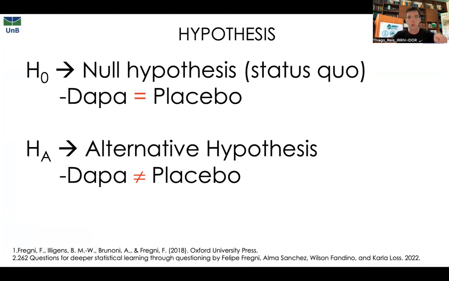We have also the alternative hypothesis, in which we claim that the intervention changed the outcome of the patient. So if we prove that the alternative hypothesis is true, then we refute the null hypothesis. And in our interventions, we always want to refute the null hypothesis to prove that our intervention can change outcomes.